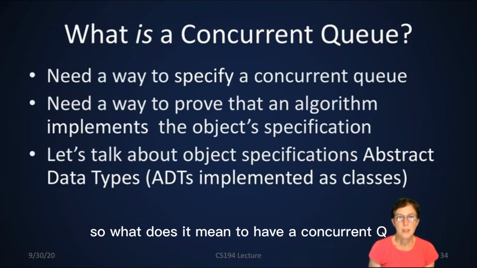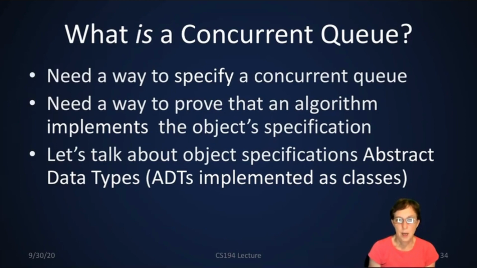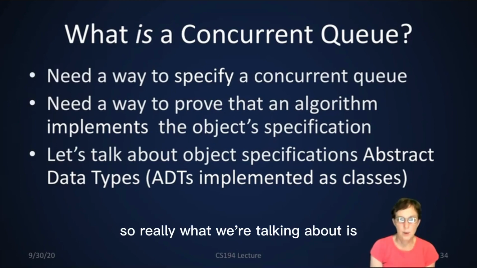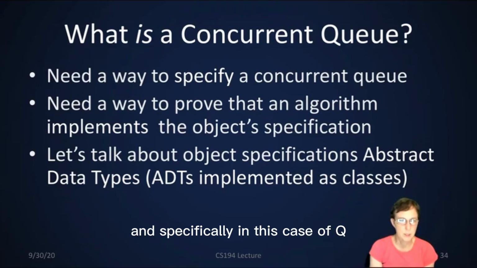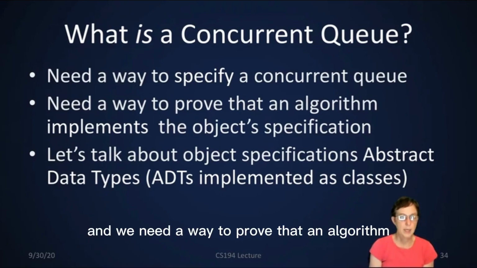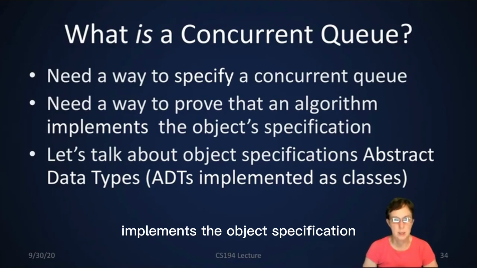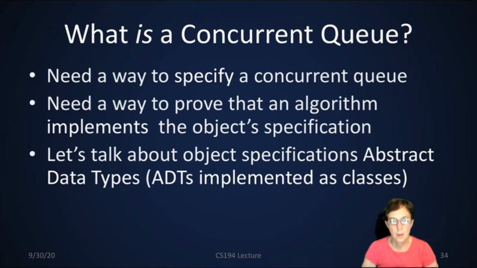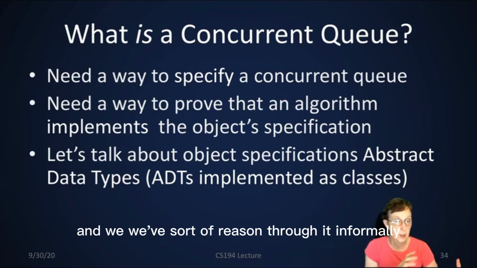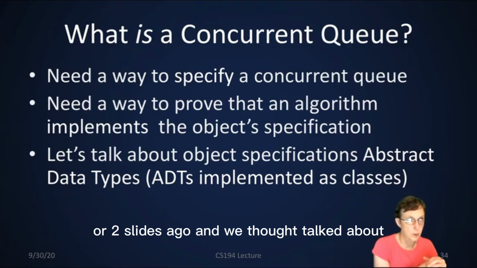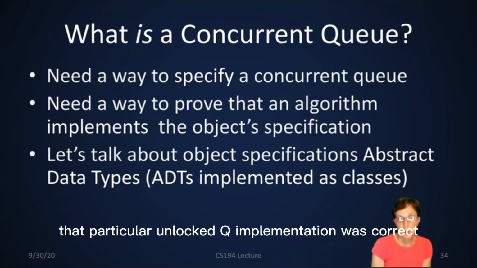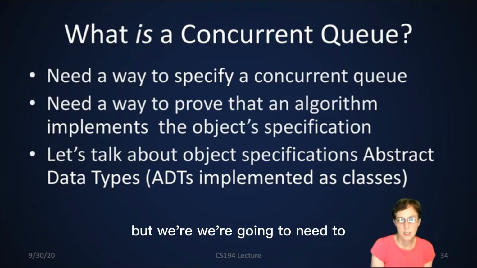So what does it mean to have a concurrent queue? Really what we're talking about is we need a way to think about how to specify a concurrent data structure, and specifically in this case a queue. And we need a way to prove that an algorithm implements the object specification. We've reasoned through it informally, by the way, two slides ago when we talked about why that particular unlocked queue implementation was correct. But we're going to need to figure out a way to do that in general.